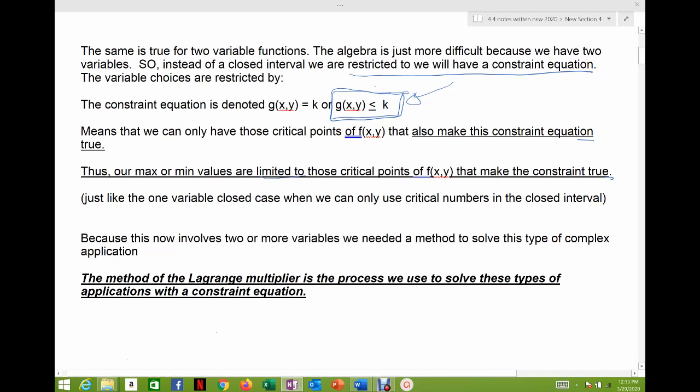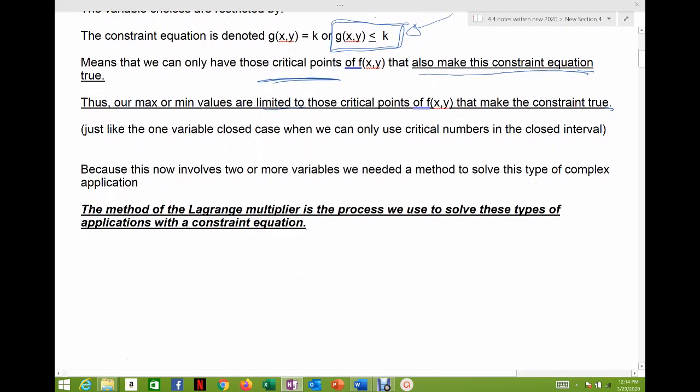So this would be our limiting factor, which means when we find our critical values of f of x, they have to also make the constraint equation true. My x and y values have to be critical points that exist in my limitation, in my constraint equation. So again, our critical values, or max and mins, are limited to critical points that make the constraint equation true. That's the big part of this. Again, it's like the one variable case. We can only find critical values within the limited domain. Well, we can only find critical values within the constraint.